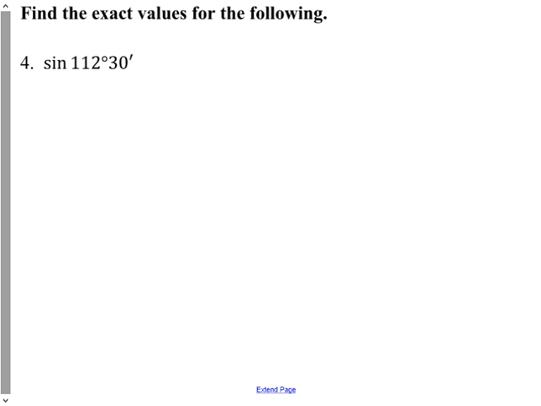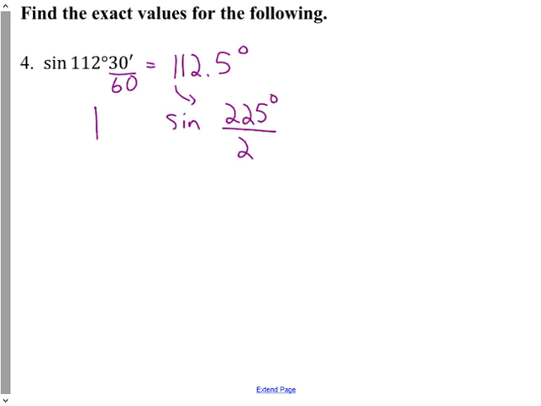Sine of 112 degrees, 30 minutes. So this is DMS form, and there's 60 minutes in an hour. So 30 over 60, this is just a fancy way of saying 112.5 degrees, which is not on my unit circle, so I'm going to rewrite it as half of 225 degrees. And I don't really like degrees because we've dealt with radians so much. Reminder, 225 is over here. That's actually 5 pi over 4. So I'm going to treat this as sine of 5 pi over 4, over 2.